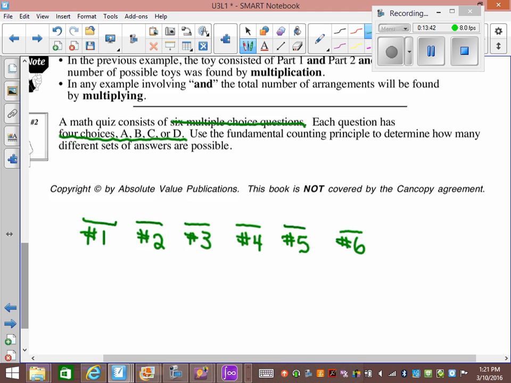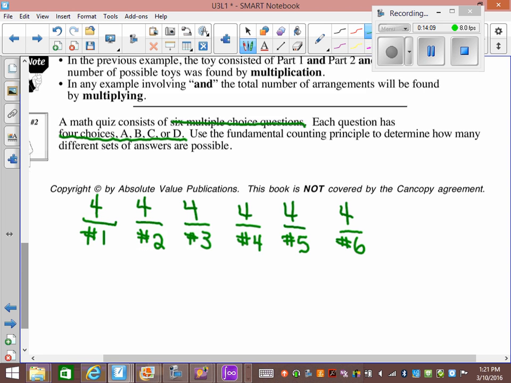So just like the last toy question, the top part of the toy had 2 options. The middle part of the toy had 3 options. The bottom part of the toy had 2 options. Same thing here. How many options does this number 1 question have? 4. A, B, C, or D. How many does number 2 have? 4. 4, 4, 4, 4.